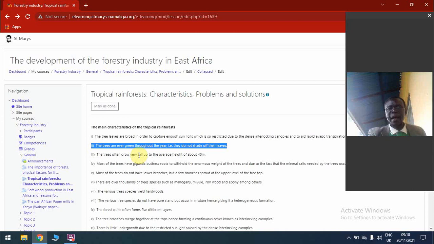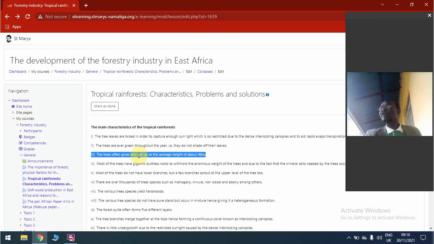Then thirdly, the tropical rainforest tree species grow very tall. They can grow up to an average of 40 meters tall, and the trees are highly enormous, huge. They have huge stems, so they are very huge trees which grow very tall in the tropical rainforest areas.